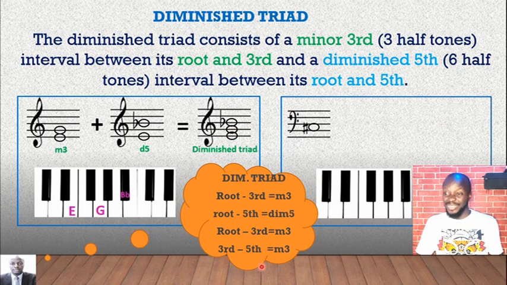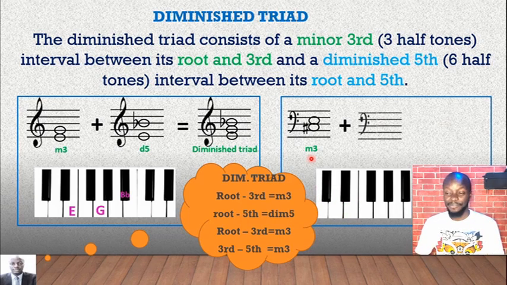So you look for a minor third, which is E, right? So from C sharp to E is a minor third. So when you add this up to a diminished fifth, C sharp is still your bass, right? It's still the root. So from C sharp to a diminished fifth is just G, right? From C sharp to G is a diminished fifth.